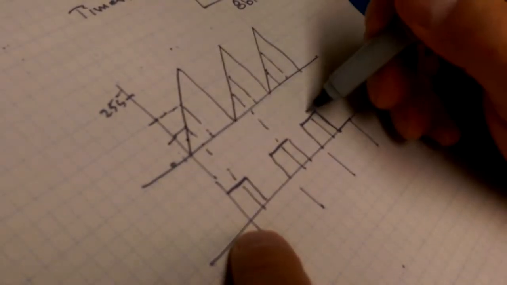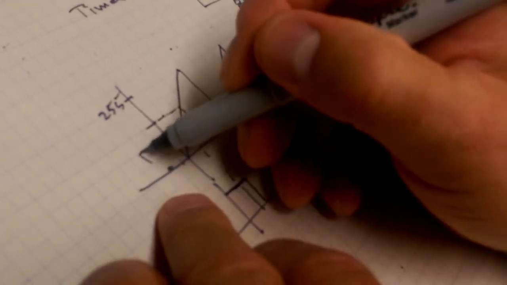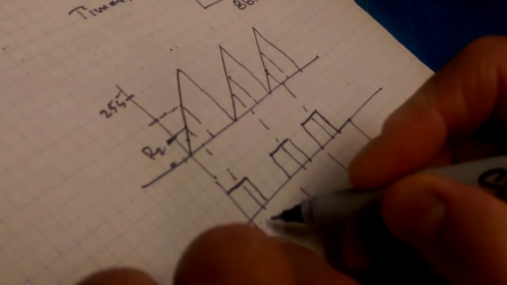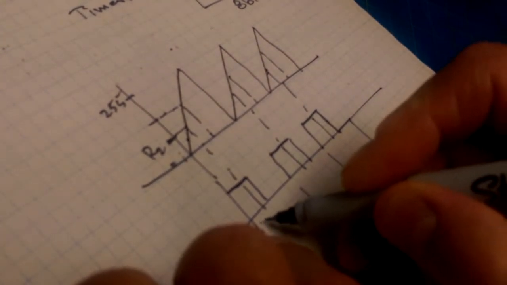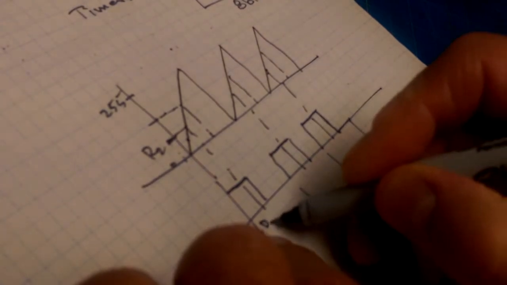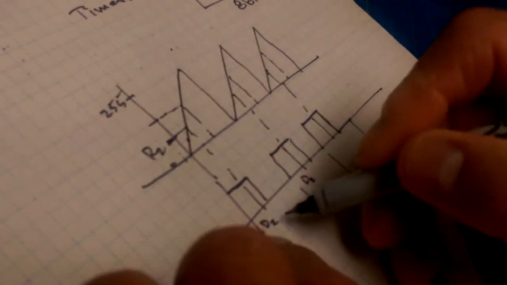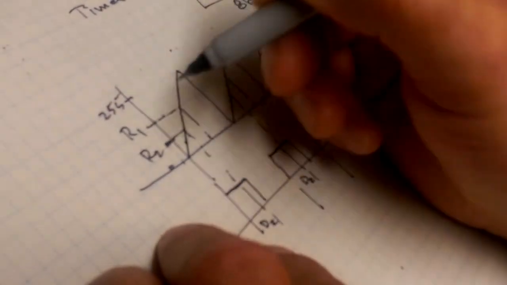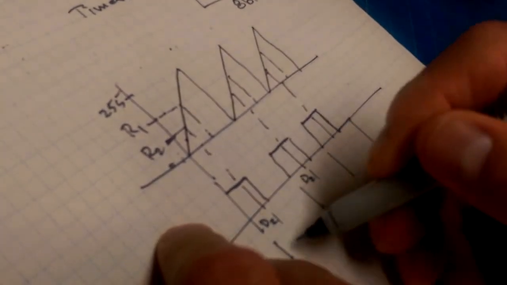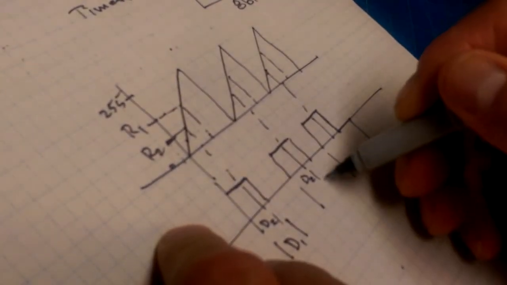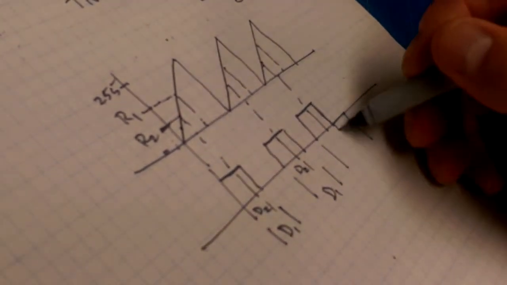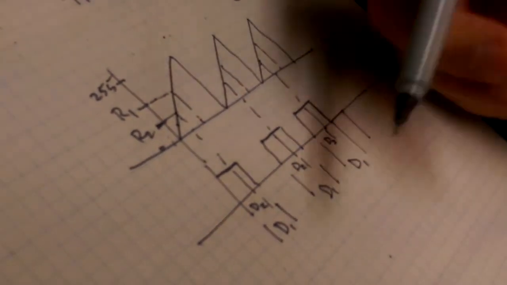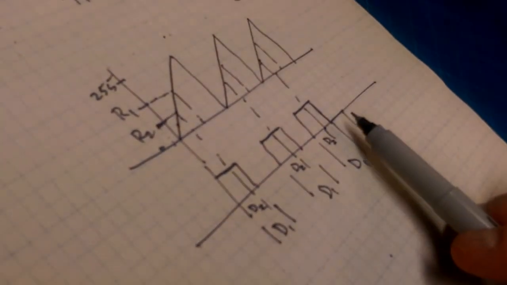So, as you can see here, if I have this register value R2, that gives me this duty cycle here, which I'm going to call D2, and that's this thing here. But then if I have this register value set, R1, then it's going to give me this longer duty cycle. See where I'm going with this? By adjusting these register values, we can get different duty cycles.